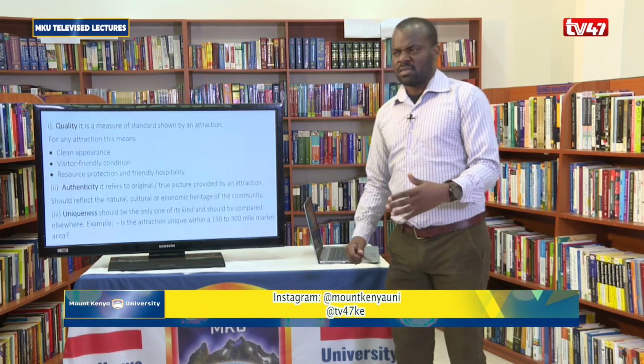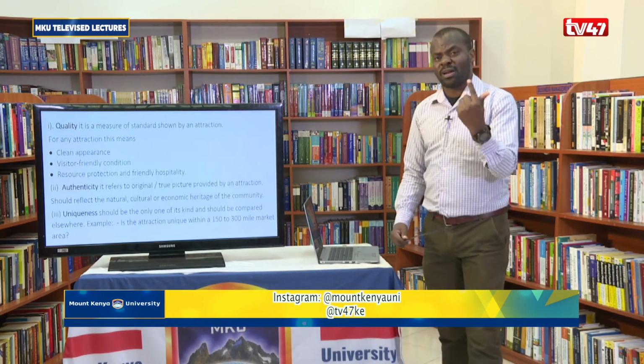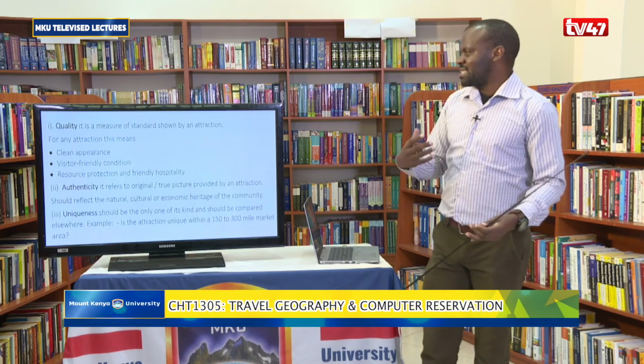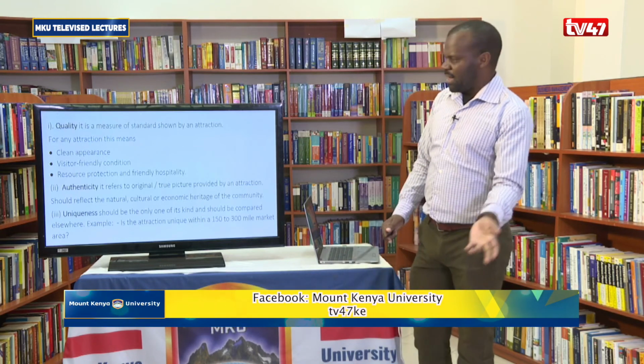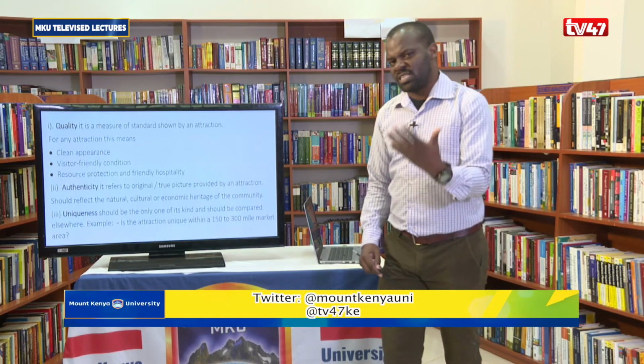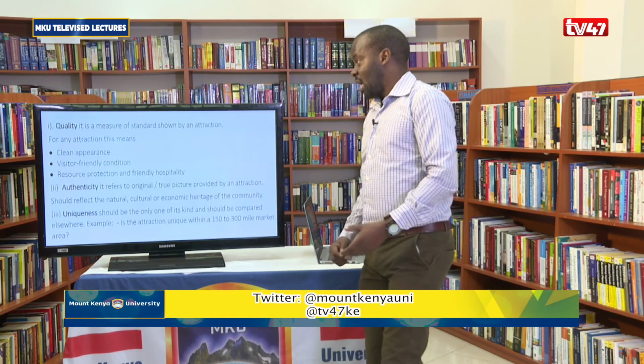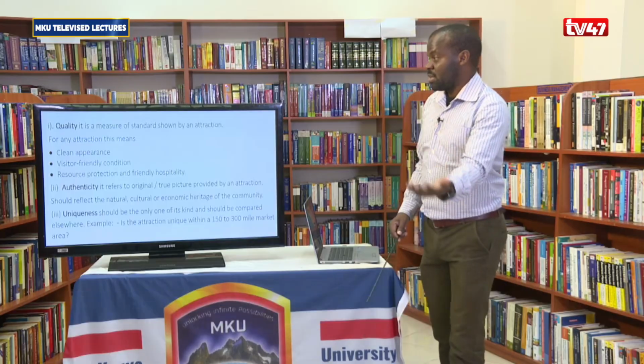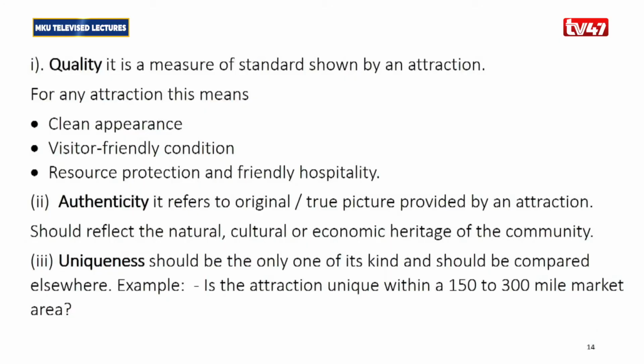Let's look at quality. When we talk about quality, we talk about standards. Quality is intertwined with one word, standard. How is the standard of the attractions found in this destination? In terms of how clean are they? In terms of how safe are the visitors when they go to these attractions? That is quality. How are the procedures in these attractions? When visitors come, what are the procedures of registration? What are the procedures of going and starting to view this attraction? Do we have order? Talk about standard.